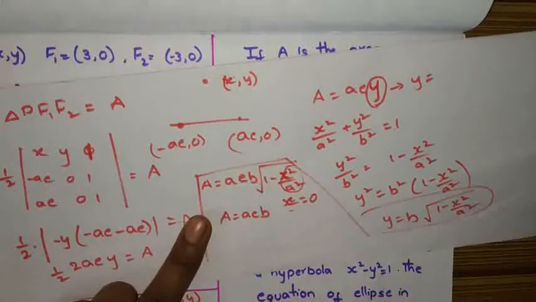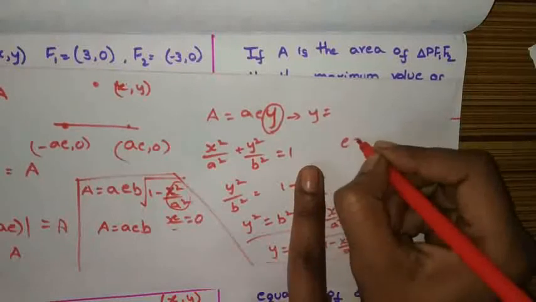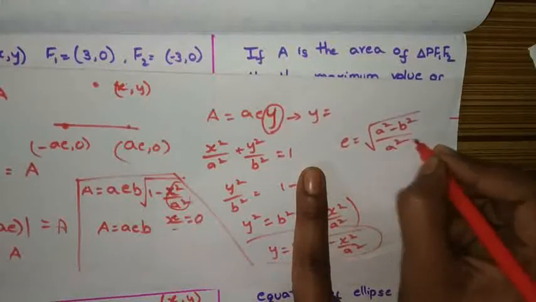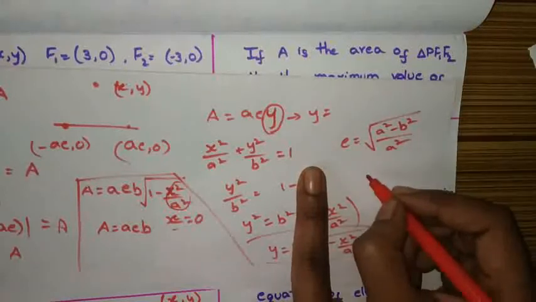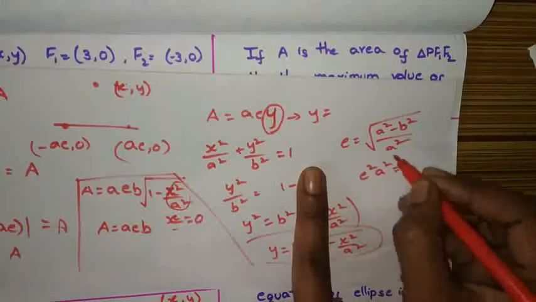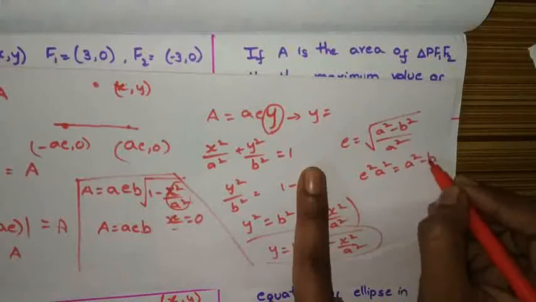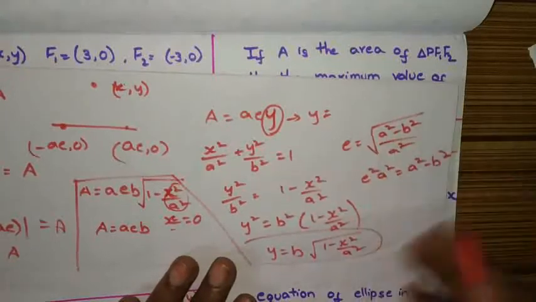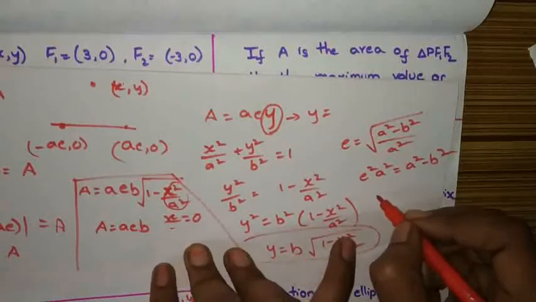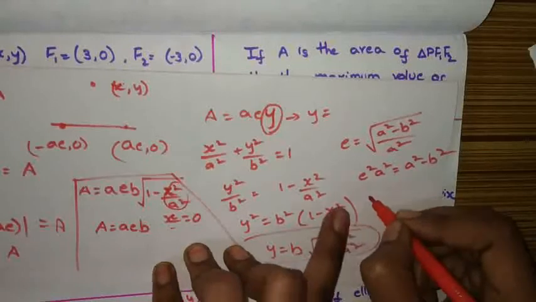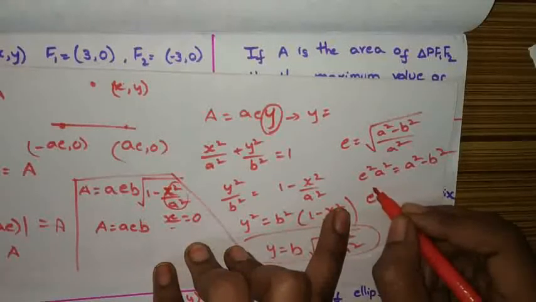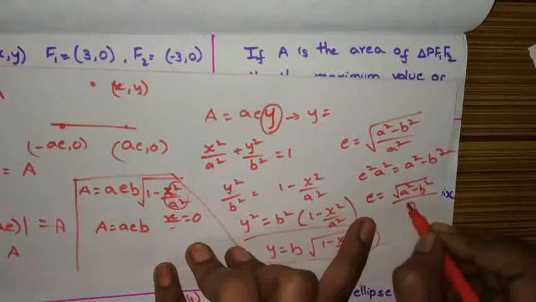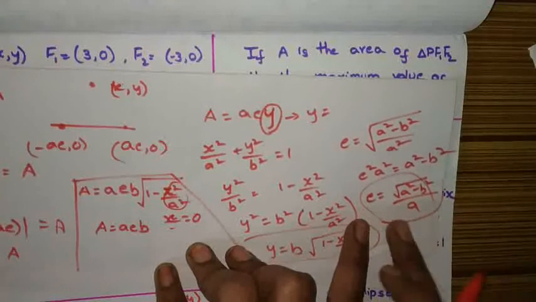So if you put x value 0, you will get the area is equal to a into e into b. Now eccentricity is square root of (a squared minus b squared) by a squared. So try to get that e squared a squared is equal to a squared minus b squared. Now what E value will you get? E value is square root of a squared minus b squared, divided by a.